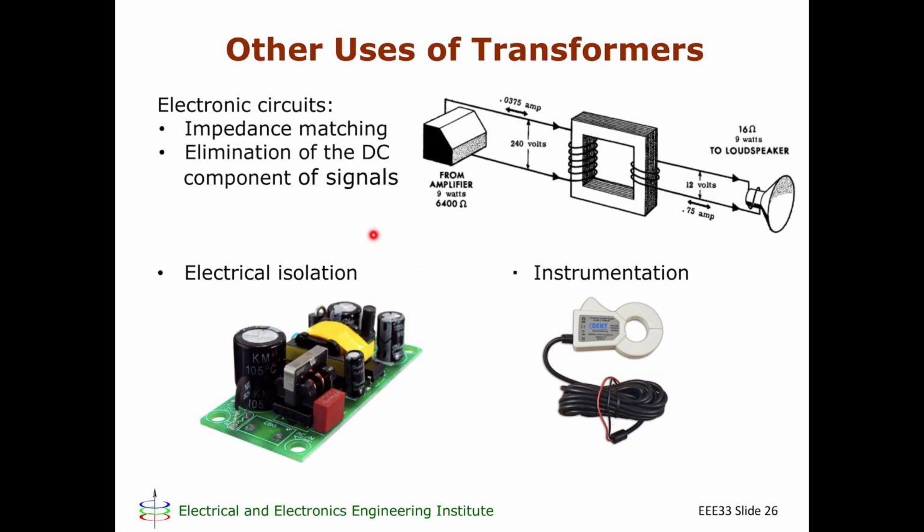And then another important use of a transformer is for electrical isolation. Remember that in a standard transformer, there is no wire that connects the primary side to the secondary side. The only thing that connects the primary to the secondary is magnetic flux. So if you have high voltages at the primary side, but you are working at the secondary side, then you're somewhat protected from the primary. So this is used a lot in power supplies, for example.